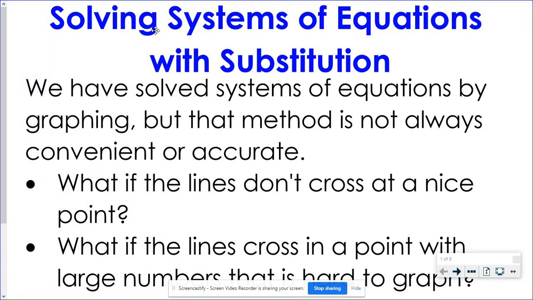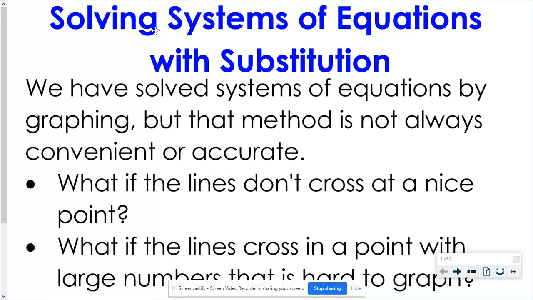We've already spent 2 days with graphing systems of equations to see where the two lines would cross and get our solution, or see that the lines are parallel, so there's no solution, or the same equation, so we would have really infinitely many solutions, all points on the line. Graphing is really nice sometimes.